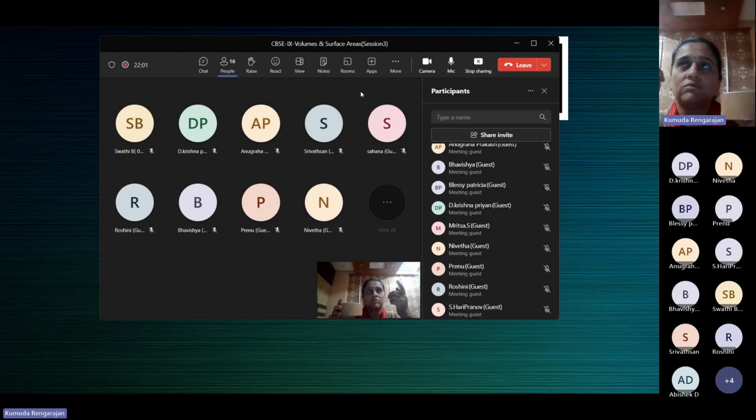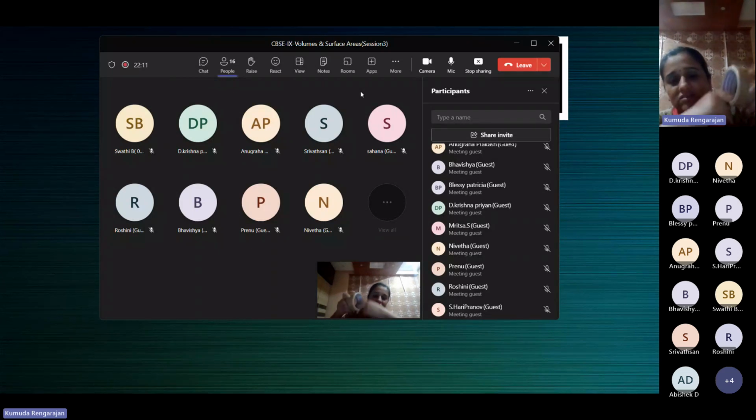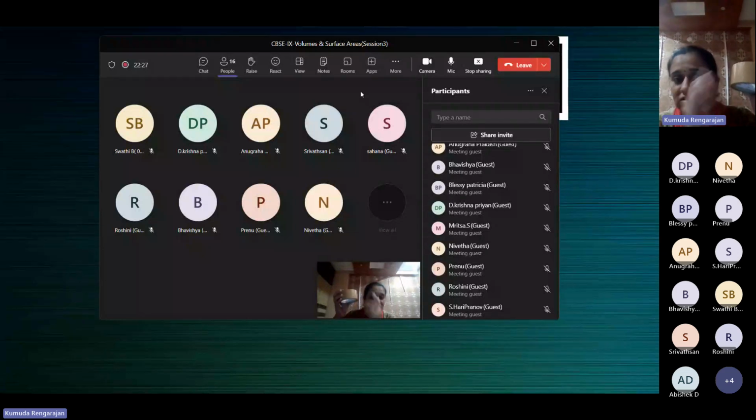Now let me do the CSA and TSA first. Now curved surface area. There are two curved surface areas here. One inner curved surface area, this one, and one outer curved surface area, this one. See, this is the cylinder. This is the outer curved surface area. Outer circle, outer curved surface area. Inner circle, inner curved surface area.